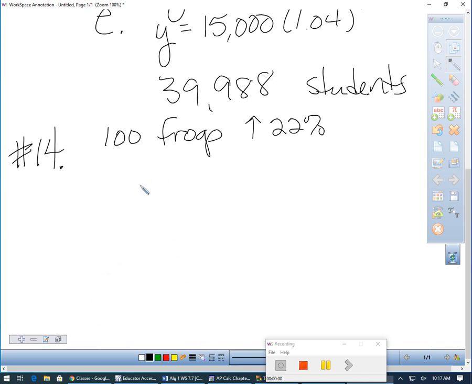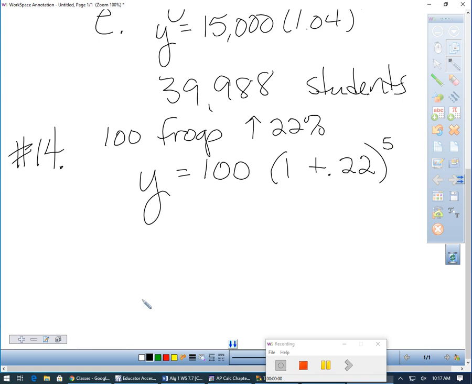So this follows the y equals. A is our starting amount, which is how many frogs? 100, right? The B value, since it increases, is 1 plus my percent as a decimal, which is 0.22. And then they said it's in 5 years. So again, we grab that wonderful calculator, whoops, and you type it in. What'd you get, Parker? 270 frogs.